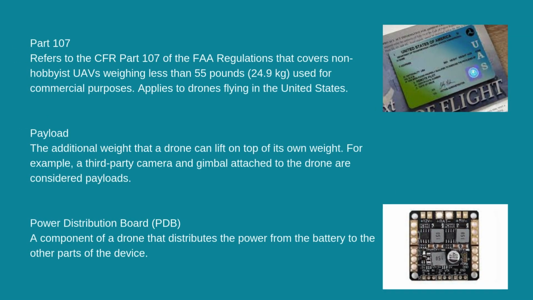Part 107 refers to the CFR, Part 107 of the FAA regulations, which applies to drones flying in the United States. Payload, the additional weight that a drone can lift on top of its own weight. Power Distribution Board, PDB, a component of a drone that distributes the power from the battery to the other parts of the device.